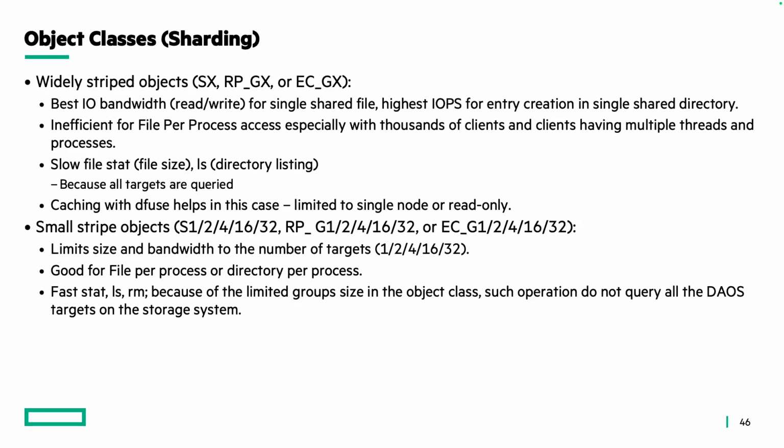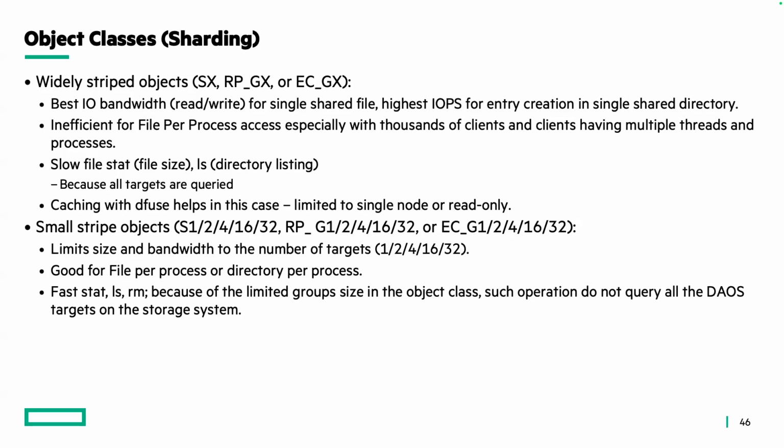If you have millions of processes and each process is doing file per process, your write IO will be fine. You will not experience any difference in IO performance whether you're doing file per process or a single shared file. The problem comes later when you're doing stat or ls, for example, on your directory that has a billion files at the same time, or trying to get the file size of a widely striped file and you have a million of those files, right?